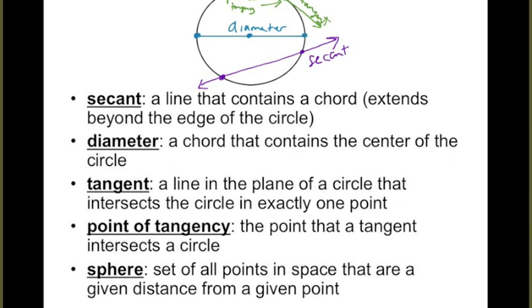And our last one for this slide, a sphere takes the idea of a circle into 3 dimensions, or space. So it's the set of all points in space that are the same distance away from a point. So a basketball is a sphere. Couple more terms to go, but any questions on these ones?